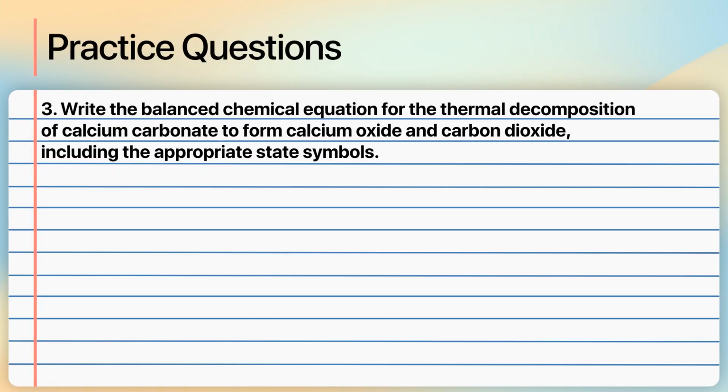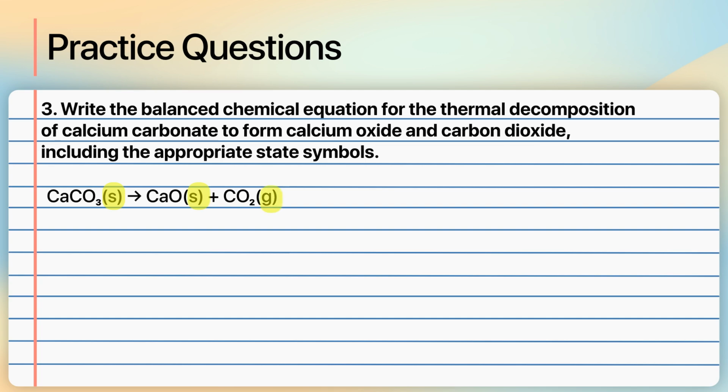Question 3. Write the balanced chemical equation for the thermal decomposition of calcium carbonate to form calcium oxide and carbon dioxide, including the appropriate state symbols. The balanced chemical equation with state symbols is CaCO3(s) becomes CaO(s) plus CO2(g). Here, calcium carbonate, CaCO3, is a solid, indicated by s. The products are calcium oxide, CaO, which is also a solid, and carbon dioxide, CO2, a gas.